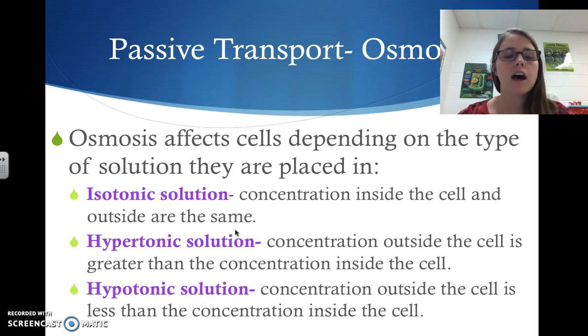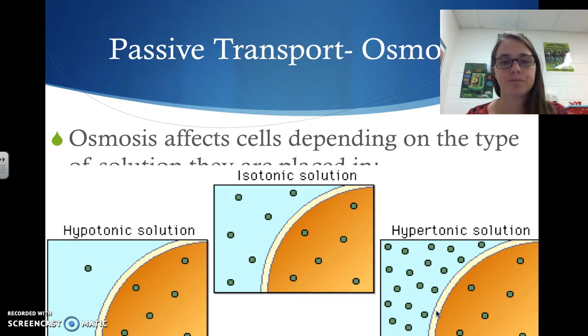So the concentration of solute or dissolved things, so maybe dissolved oxygen, dissolved carbon dioxide, dissolved whatever. If it is a hypertonic solution, that means the concentration outside the cell is greater than the concentration inside the cell. Okay, and if it is hypotonic solution, it is the concentration outside the cell is less than the concentration inside the cell. So here's your example. So here's the cell right here.